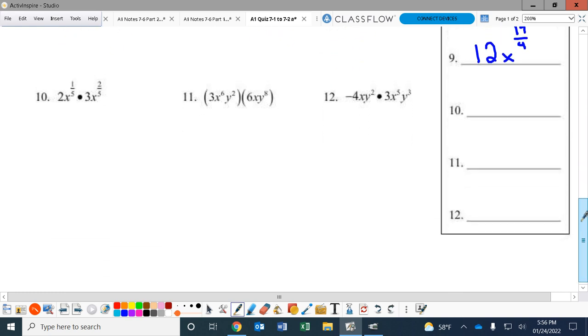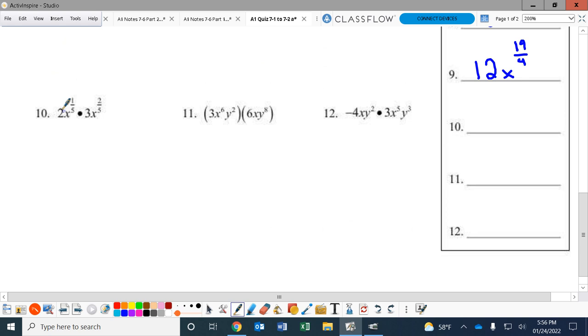Okay, for this last row on the front, you're going to multiply these numbers like always. 2 times 3 is going to be 6. The x is going to go right here for your like base, and then we're going to add your exponents. 1/5 plus 2/5 is just going to be 3/5. That'd be 6x to the 3/5. And you're done because it's a positive exponent. No separate like bases, nothing.